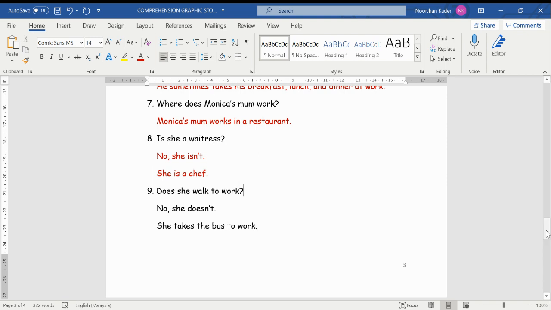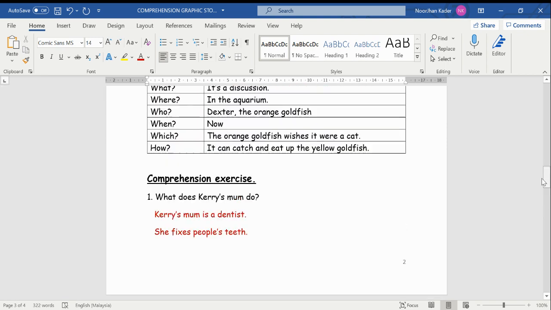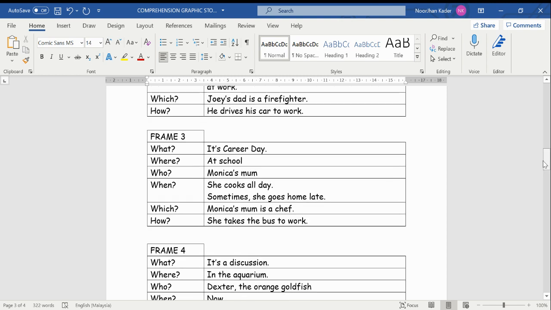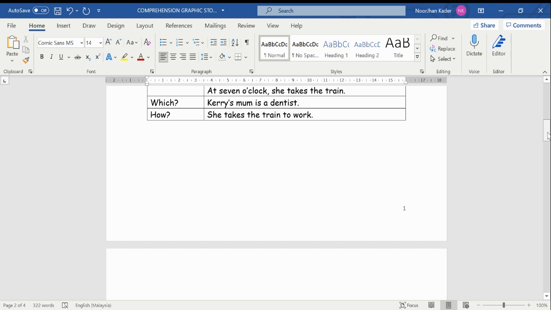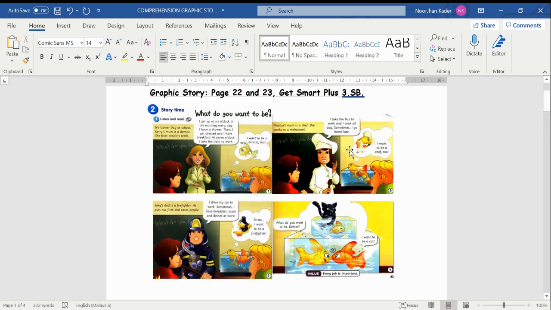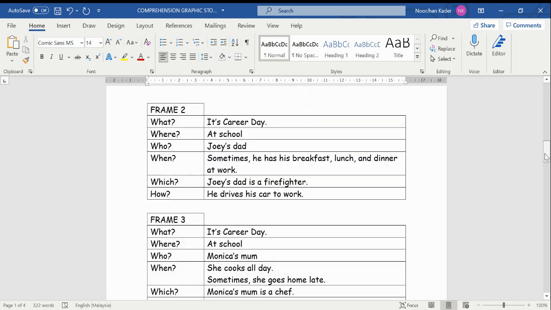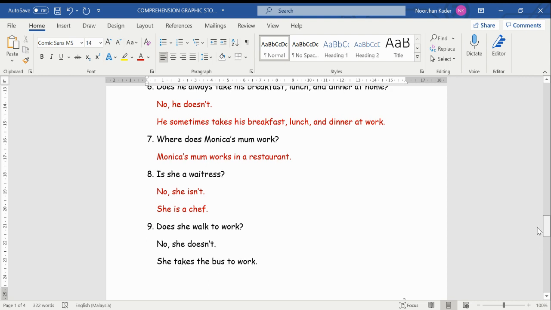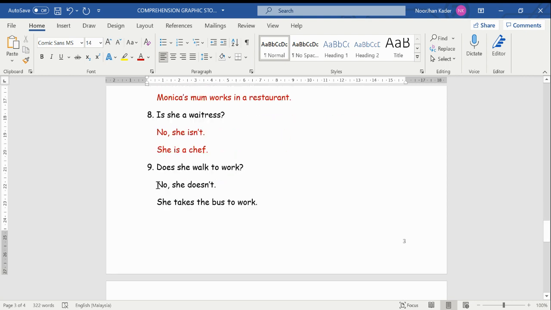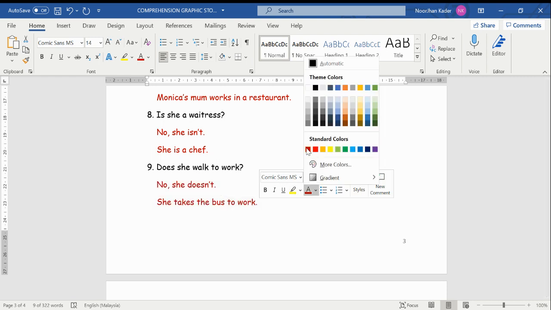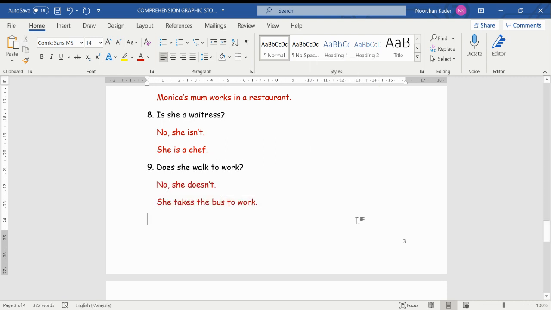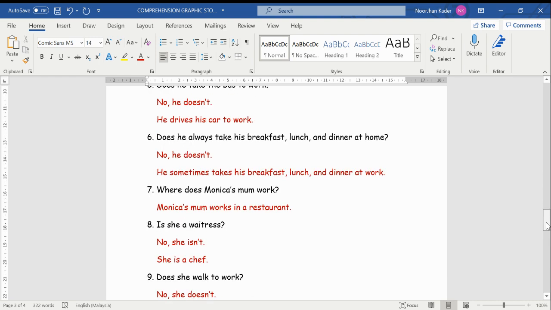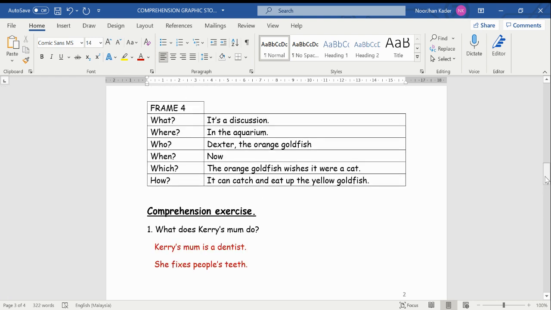Okay, let's check whether it's correct. Frame 3, she takes the bus to work. Monica's mom. She takes the bus to work. So you have already refuted, then you state the correct answer. Okay, that's done.